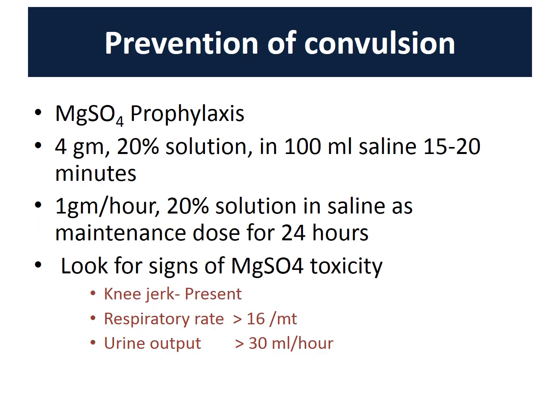While we take steps to control blood pressure, attention should be given to prevent convulsion. Magnesium sulfate is a drug used for preventing convulsion. It should be given as a loading dose of 4 gram, 20% solution, diluted in 100 ml saline to be run in 15 to 20 minutes. After that, 1 gram per hour of a 20% solution in saline should be given as maintenance dose for 24 hours.